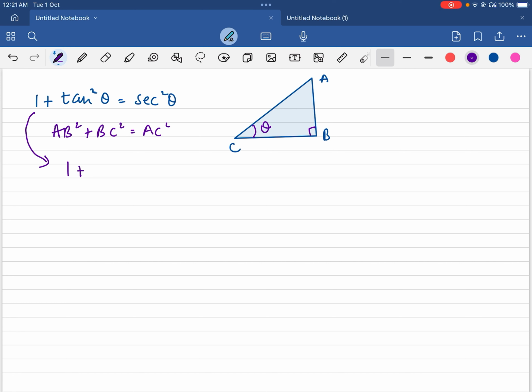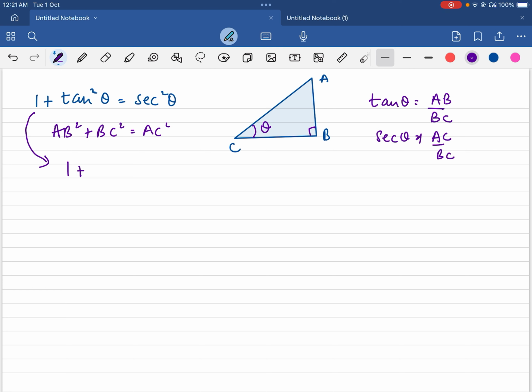So 1 plus tan square theta. To find out, tan theta will be AB upon BC, and sec theta is the flip of cos. What is cos? Cos is BC upon AC. So sec theta will be AC upon BC.